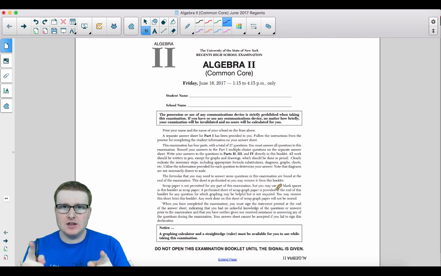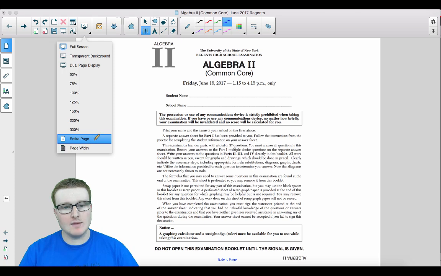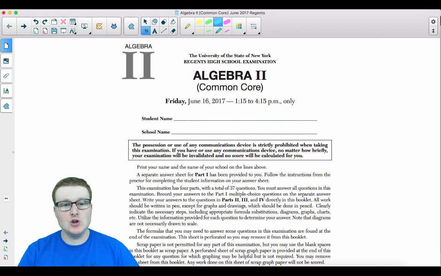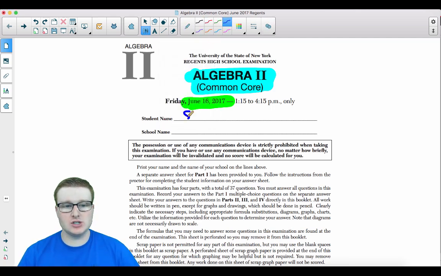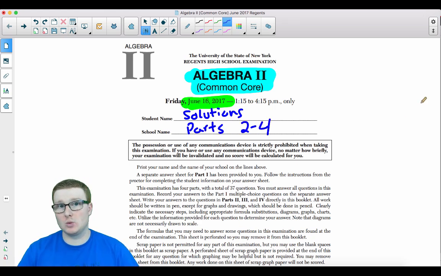These are going to be the solutions to the Algebra 2 Common Core June 2017 exam. These are going to be the long ones. These are the solutions to parts 2 through 4 of this exam. These are the short answer sections. Usually these are the trickier ones compared to the multiple choice, but we'll see how we do.